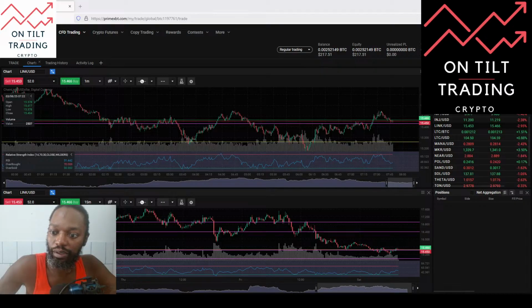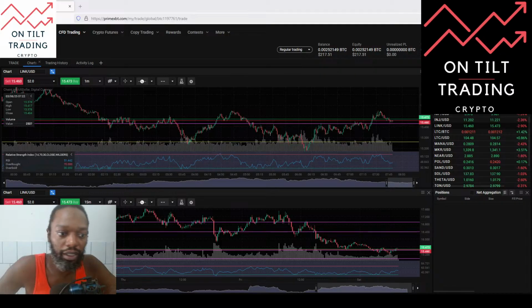So this could be a decent place to prepare for a trade. It's going to take a while to get down here, and I'd like to see a candle close below 30, but we'll see what happens here.